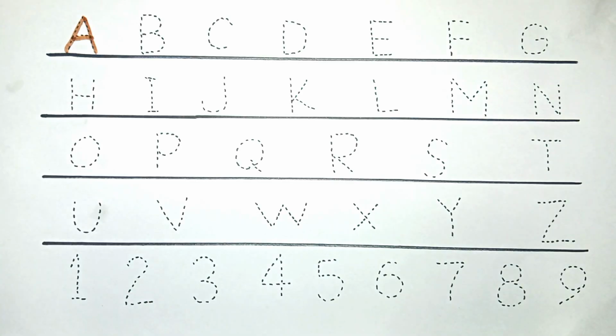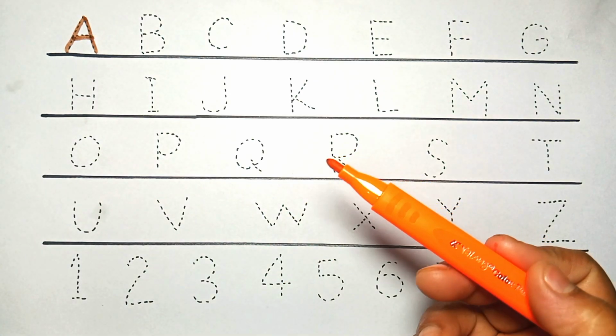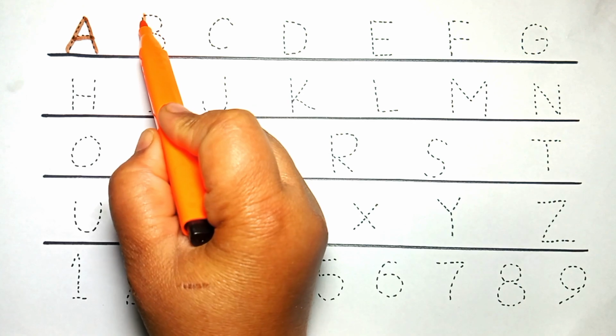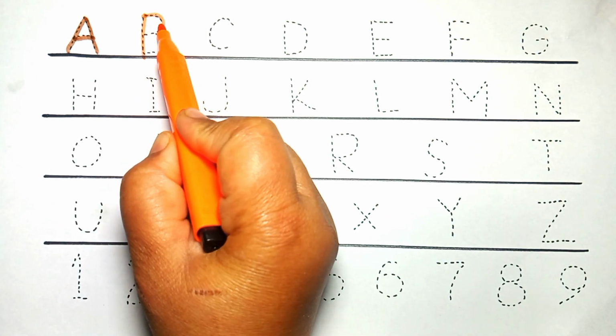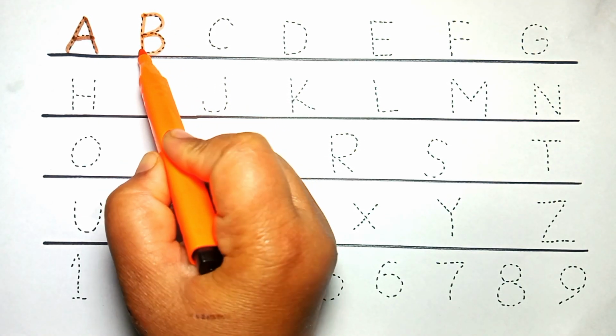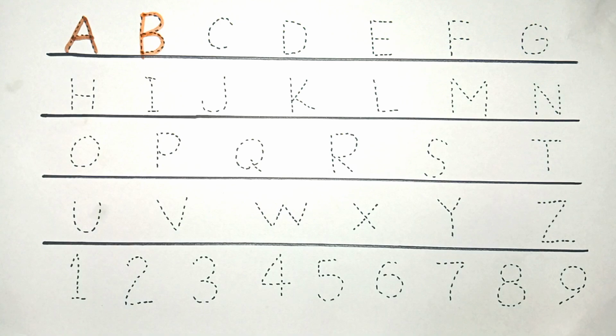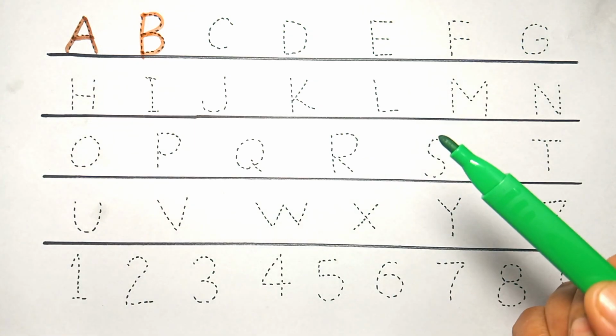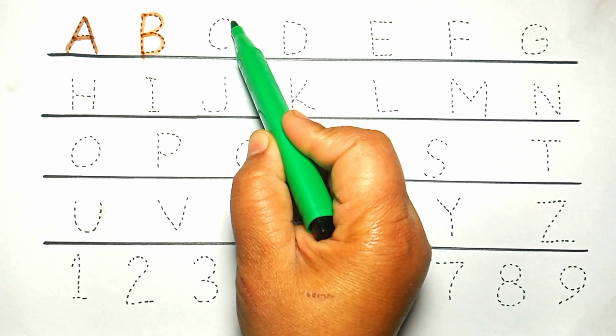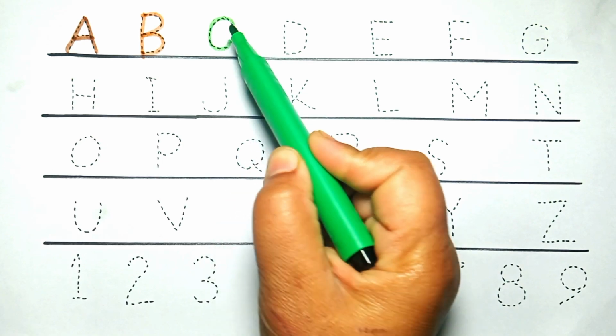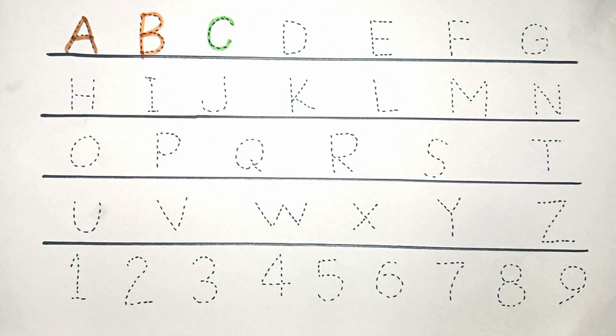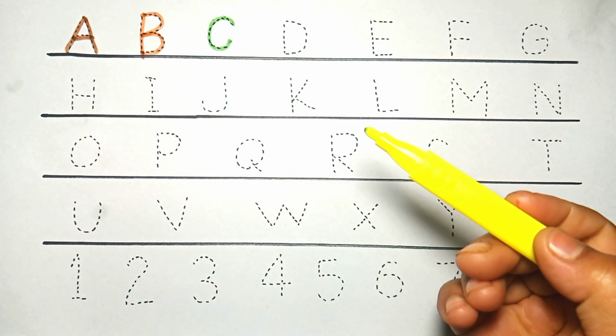A is for airplane. Orange color. B is for butter. Light green color. C is for cherry. Yellow color.